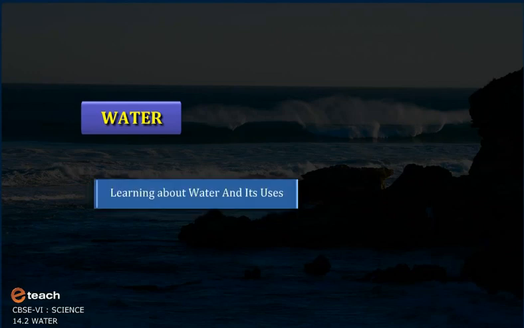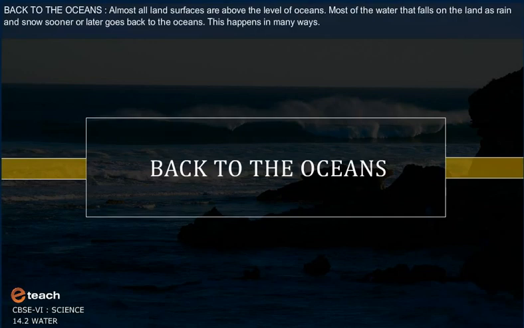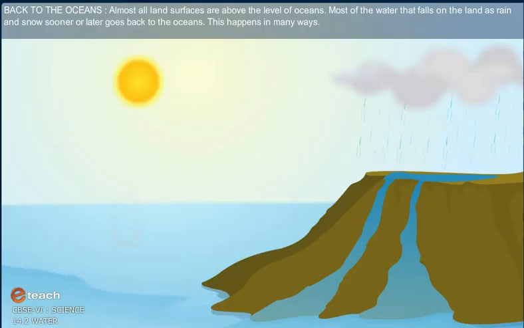Learning about water and its uses. Back to the oceans. Almost all land surfaces are above the sea level of oceans. Most of the water that falls on the land as rain and snow sooner or later goes back to the oceans. This happens in many ways.